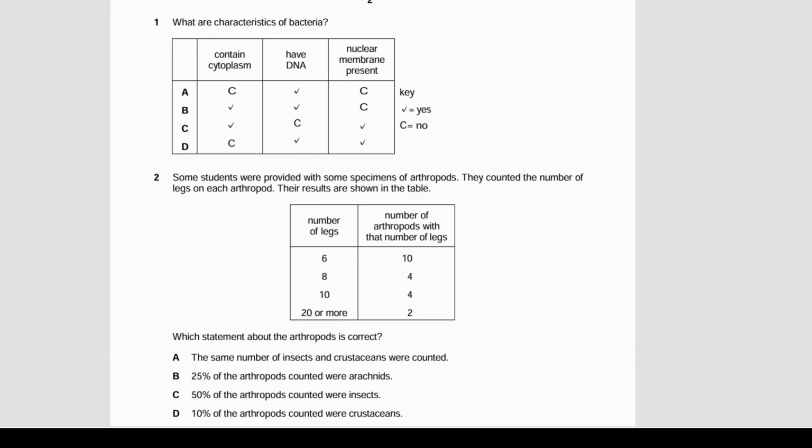Okay, number 1, what are the characteristics of bacteria? They contain cytoplasm, yes. They have DNA, yes. They have nuclear membrane present, no, that's why they are prokaryotes. And it is not present. So the answer is B.